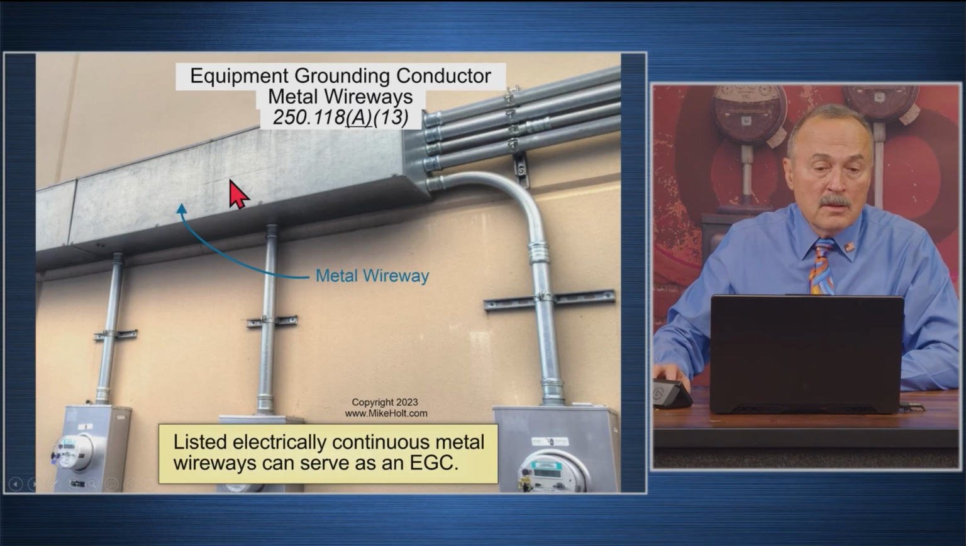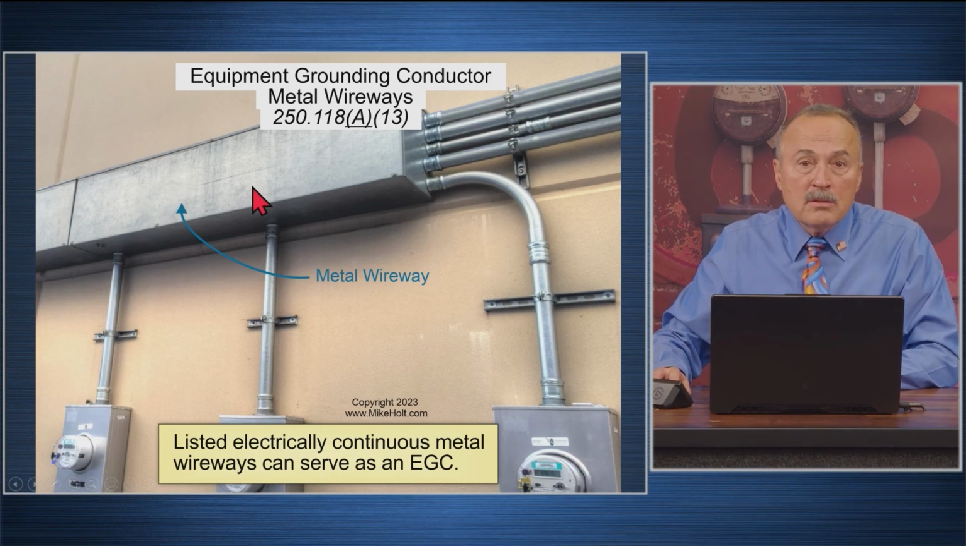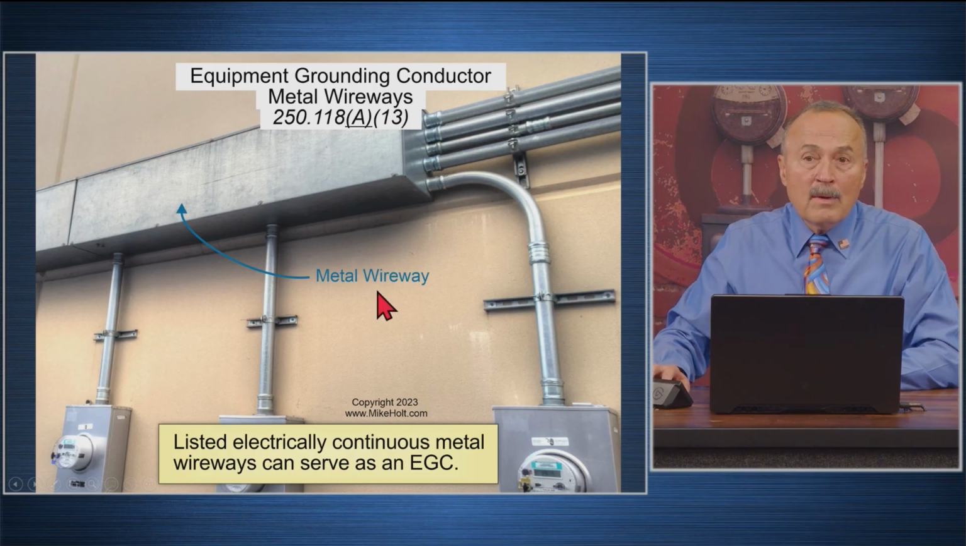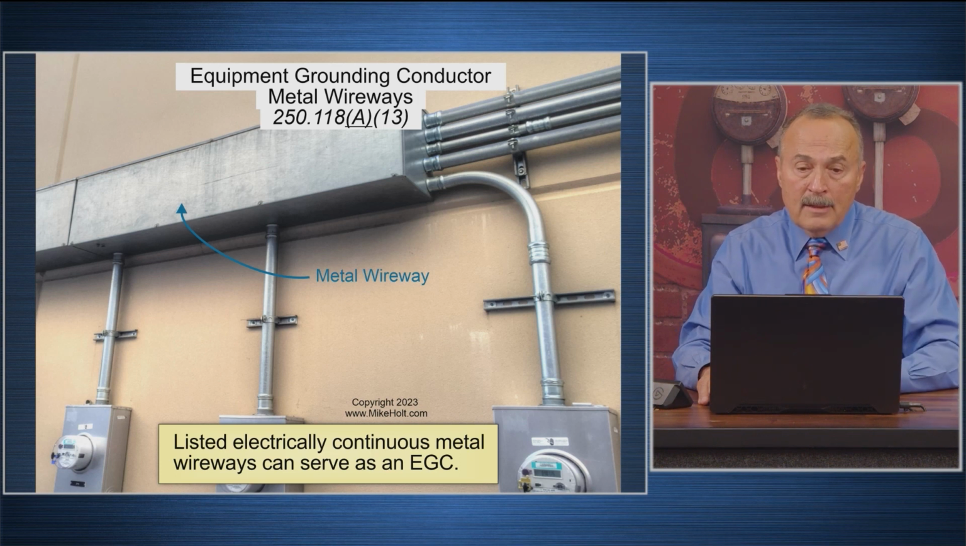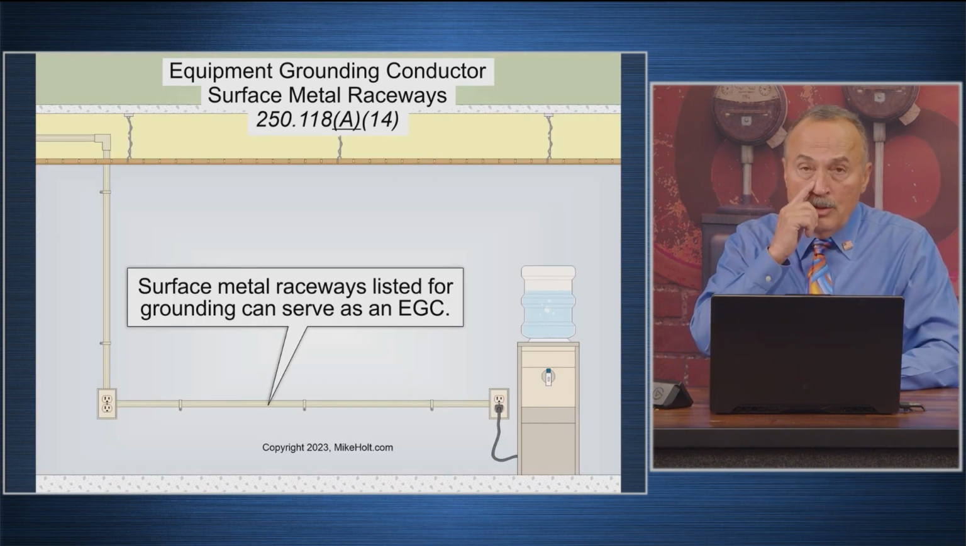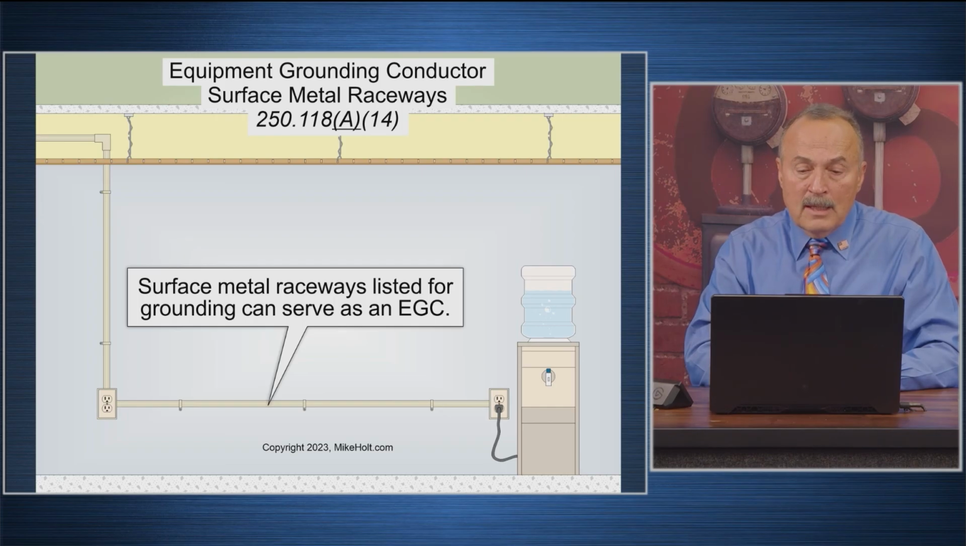People call these troughs. They call these gutters. They sometimes call them auxiliary gutters. They're called the wireway. And the wireway can, if it's listed as an equipment grounding conductor, can. Number 14 is you can use surface metal raceways.